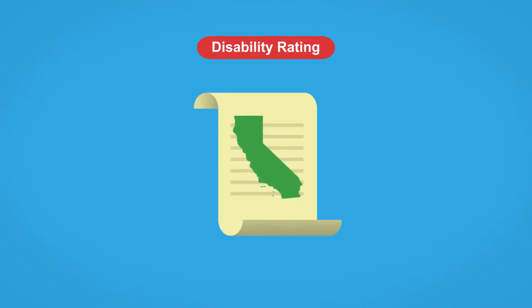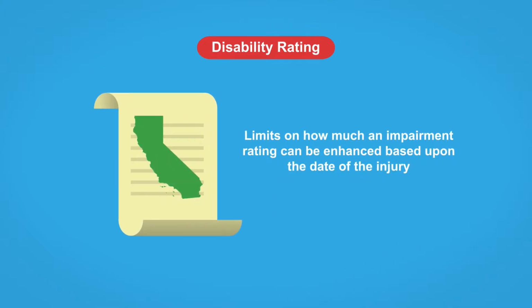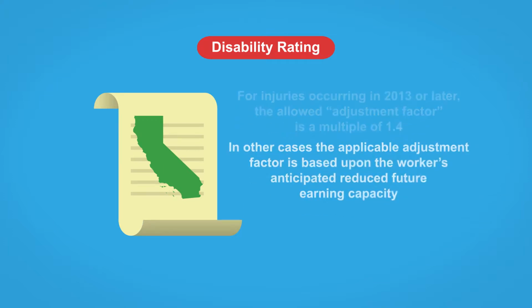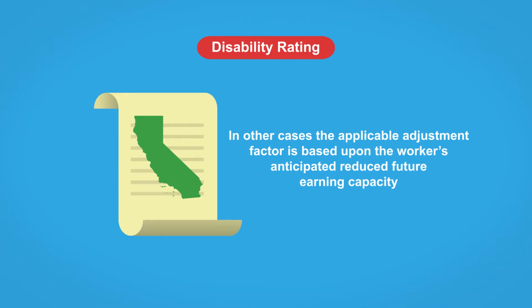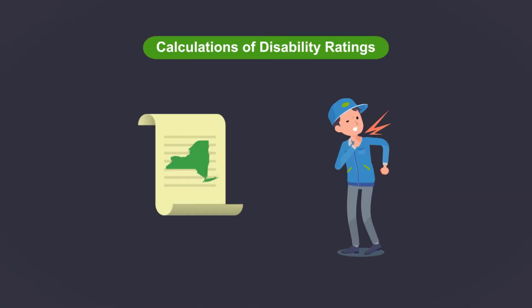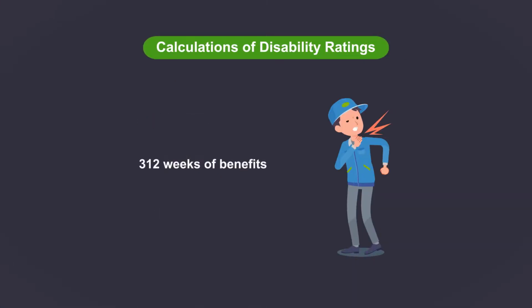For example, California law outlines limits on how much an impairment rating can be enhanced based upon the date of the injury. For injuries occurring in 2013 or later, the allowed adjustment factor is a multiple of 1.4. In other cases, the applicable adjustment factor is based upon the worker's anticipated reduced future earning capacity. For our example, first, assume that state law assigns a maximum of 312 weeks of benefits for loss of or loss of use of an arm.